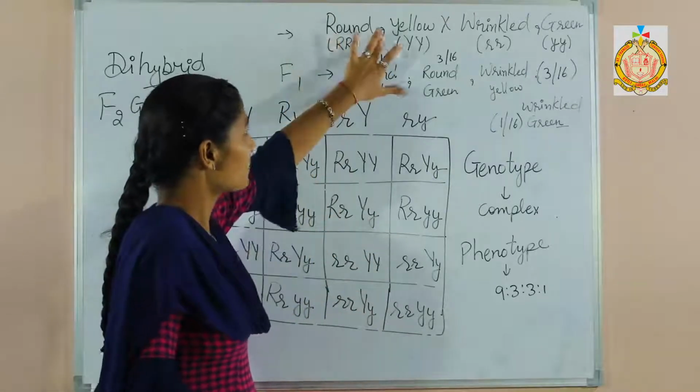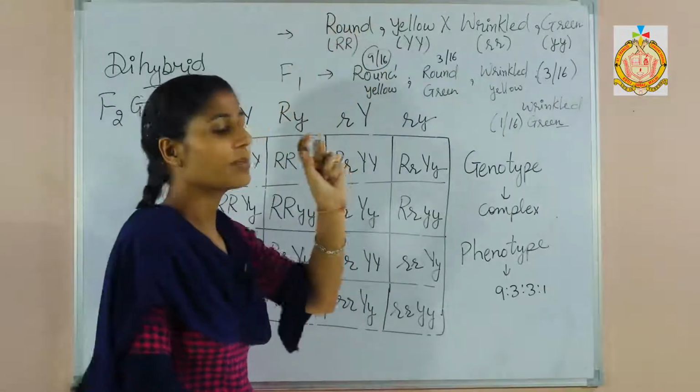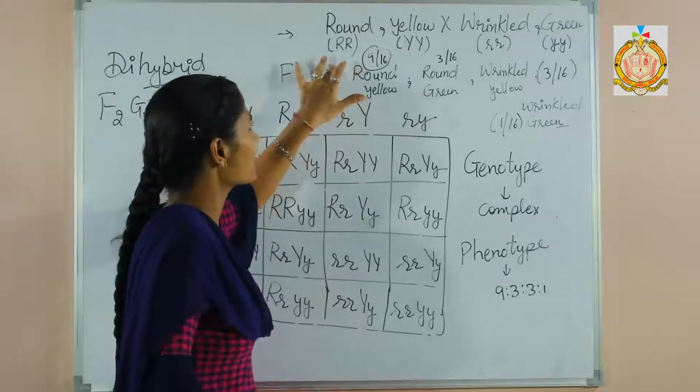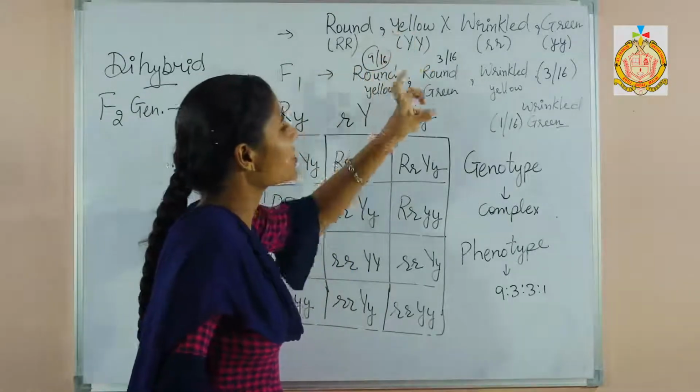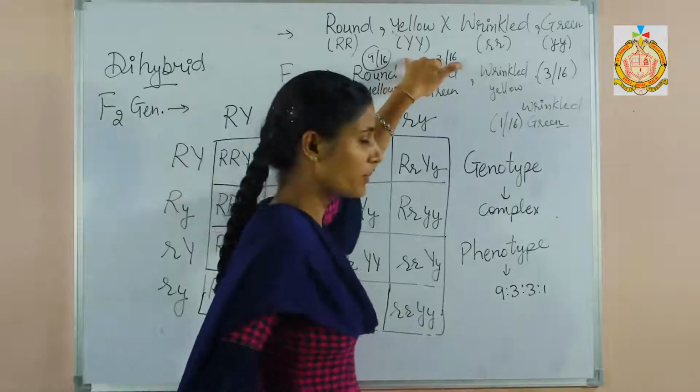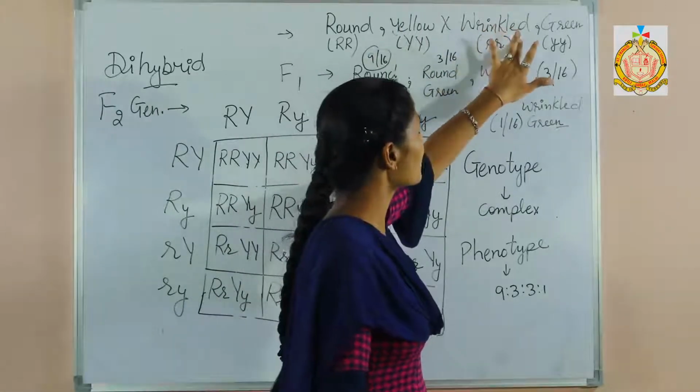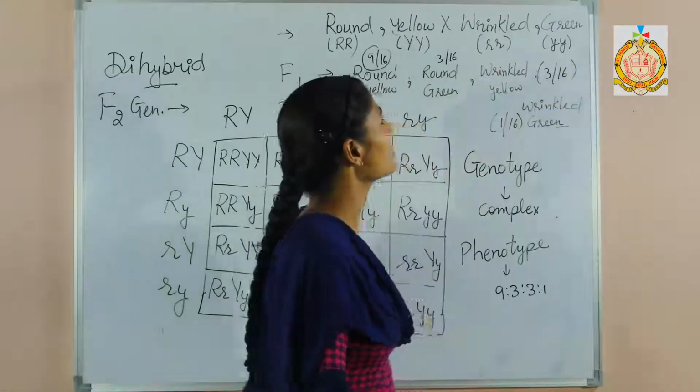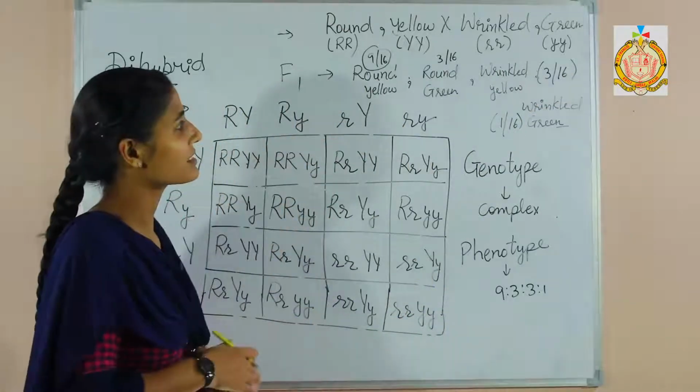In the pea plant there are different variations. Round peas, meaning a round shape of the peas, have a dominant character. Yellow colored peas of a pea plant have a dominant character. Wrinkled and green have the recessive characters.